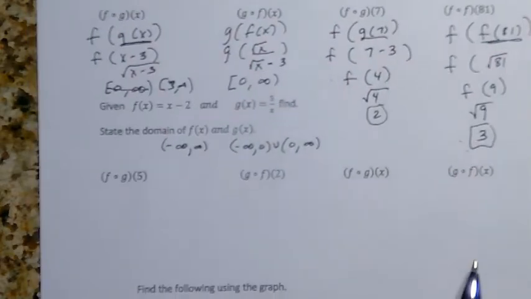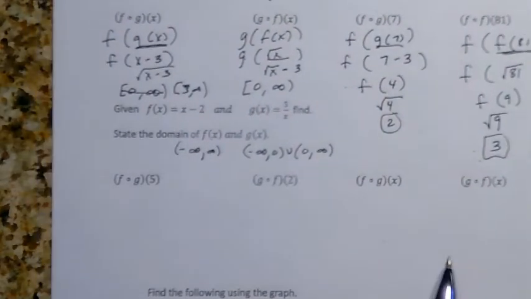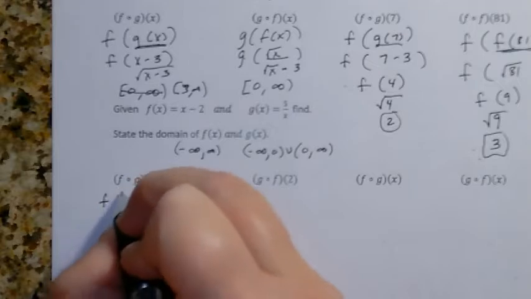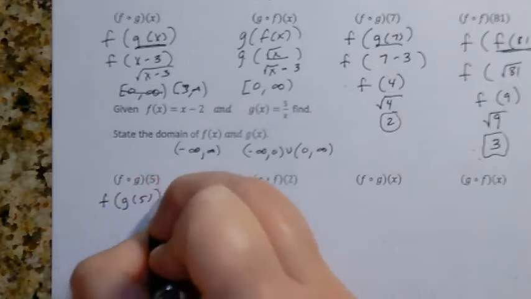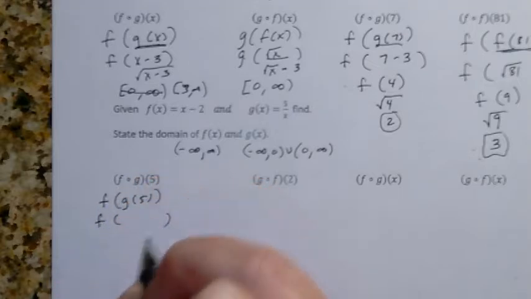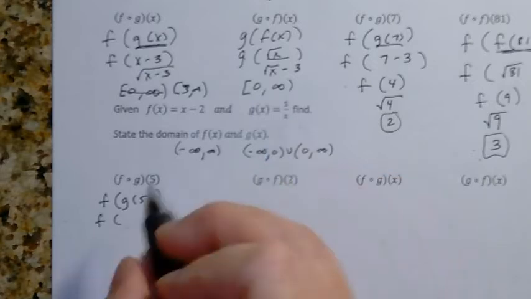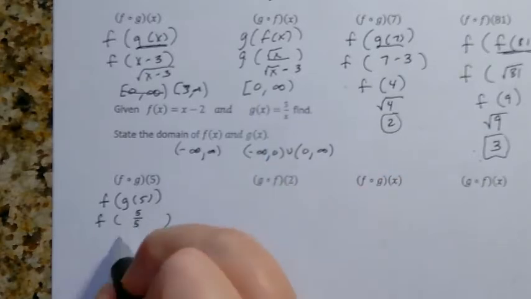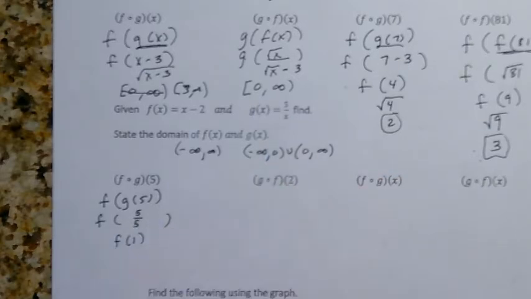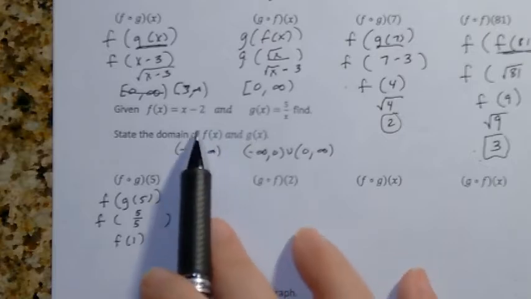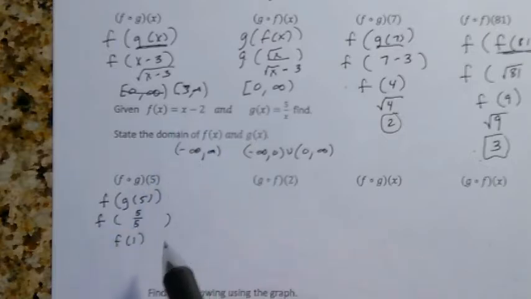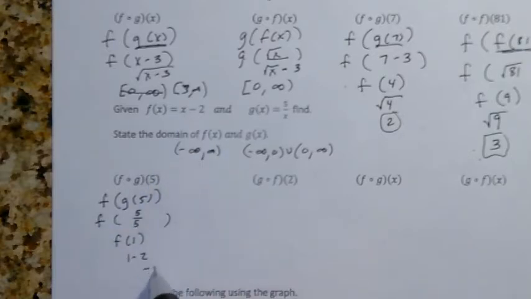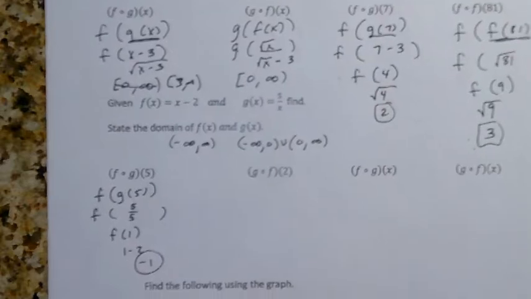All right, let's find f of g of 5. So I'm going to have f of g of 5. Inside here, I'm going to put the g function with a 5 in place of the x. And that is 1. Now I'm going to go to the f function and put a 1 where the x is. So my answer would be negative 1.